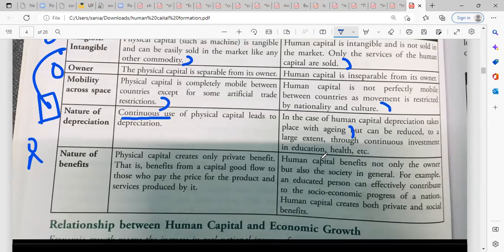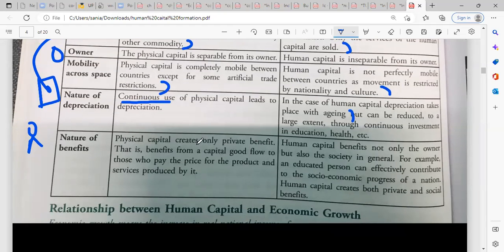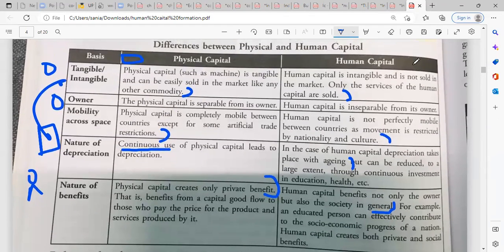Clear? Yes. And then physical capital creates only private benefits. So because of this, you are getting benefit. You are selling the printed thing and then you are getting income. But here, human capital benefits not only the owner, but also society in general, right? Over here, the person who has the printing machine, he is getting the benefit, right? But over here, the person who is a doctor, he is getting the benefit because he is earning the money, plus the people around us, the society is also getting the benefit, right? Yes, ma'am. Okay, so you can just quickly write it down. Difference between physical capital and the human capital.